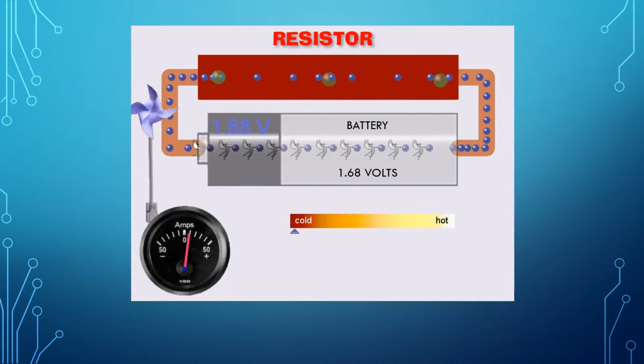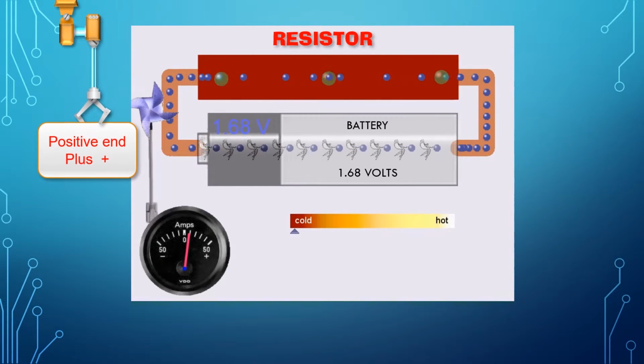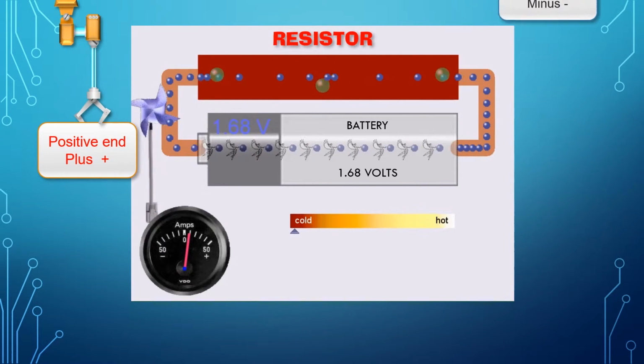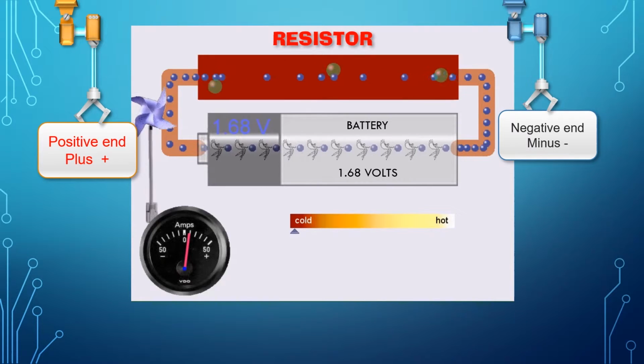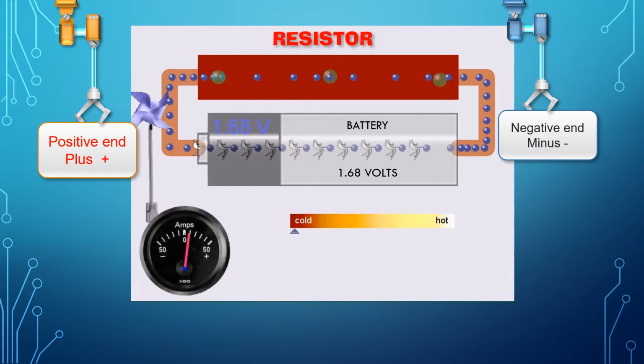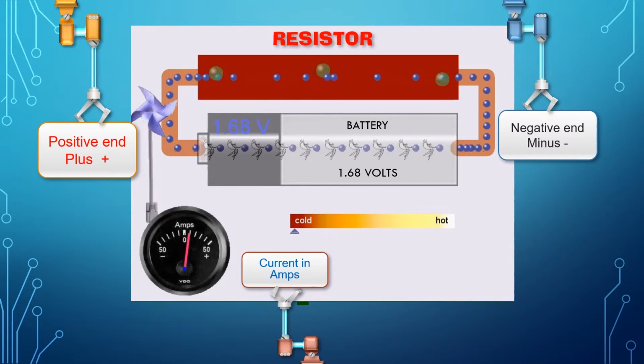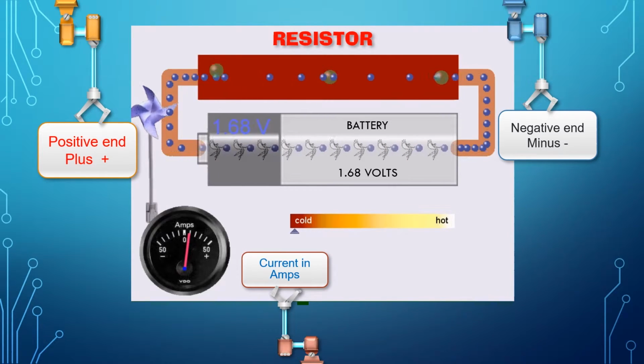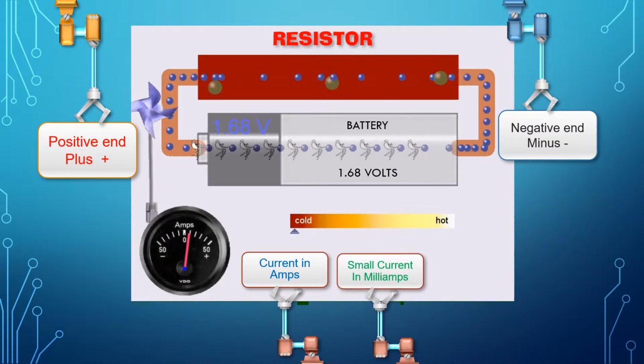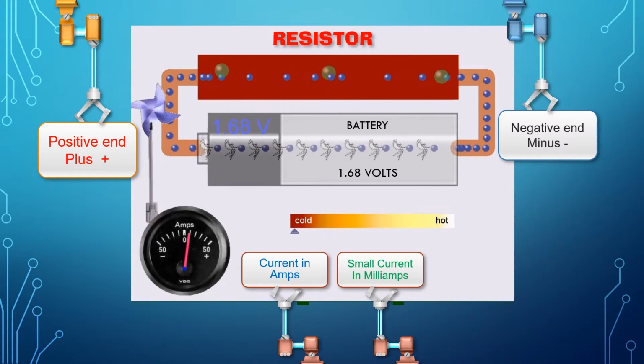The positive end of the battery and the negative end of the battery. This is called polarity. Current is measured in amps. Small amounts of current are measured in milliamps, or 1/1000th of an amp.